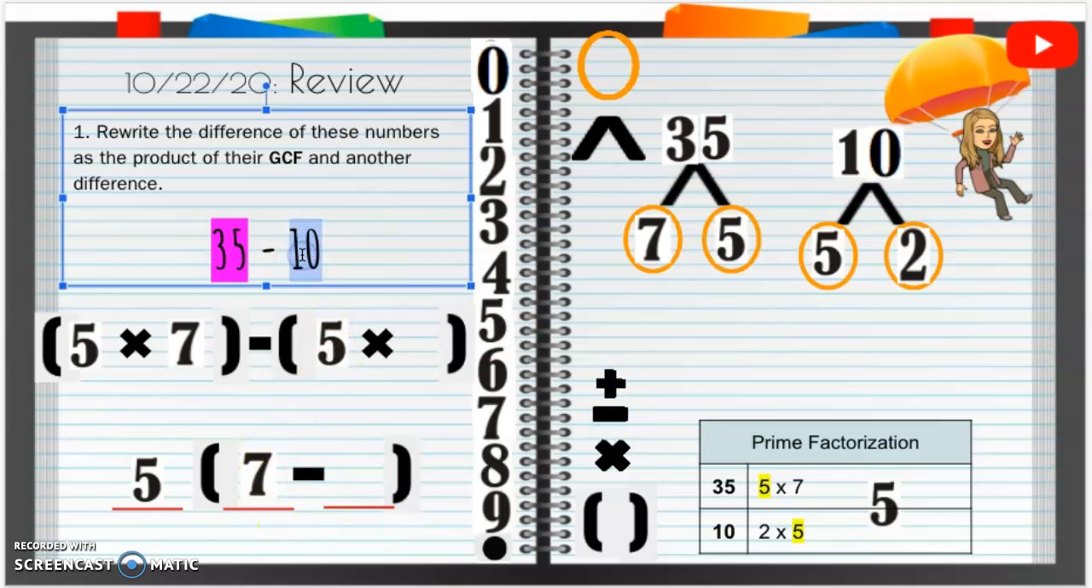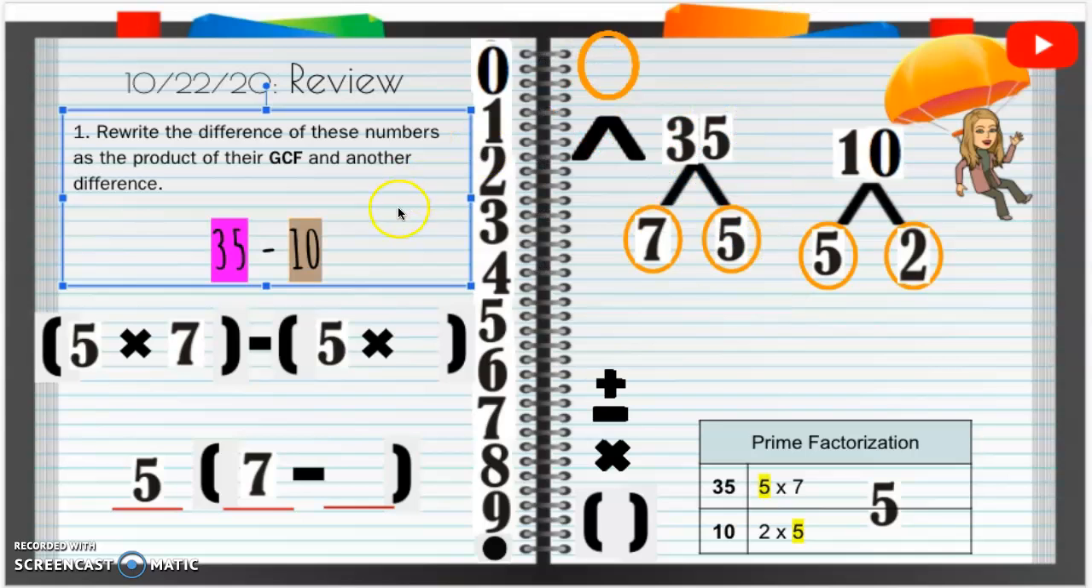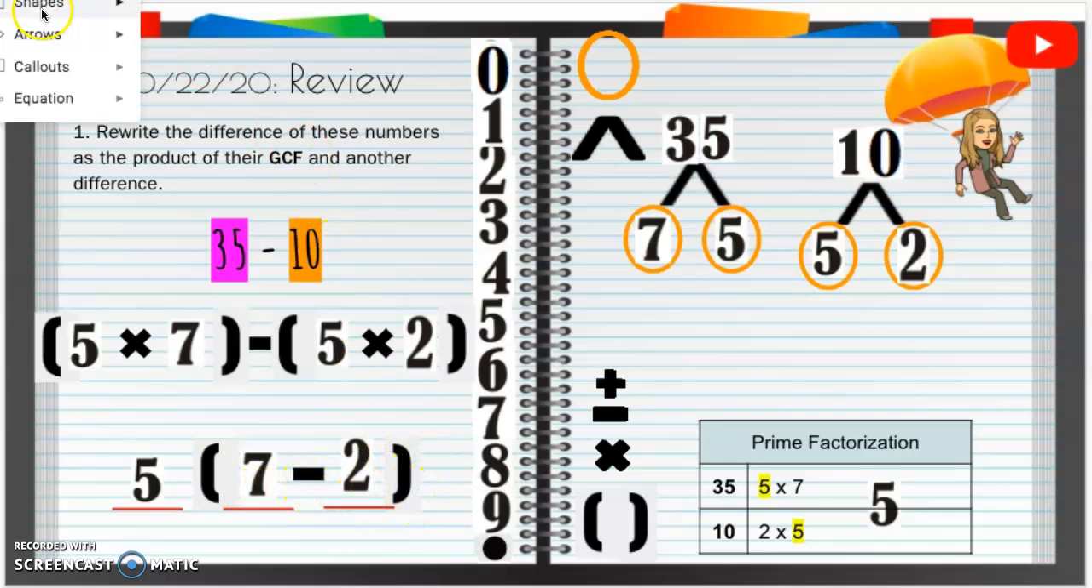But now we have a 10. So that 10, 5 times what equals 10? Well, I know 5 times 2 equals 10. So I'm going to put that 2 here. And I'm also going to put that 2 down here. So here's our answer. 5 times the quantity of 7 minus 2. That's it. That's our answer.